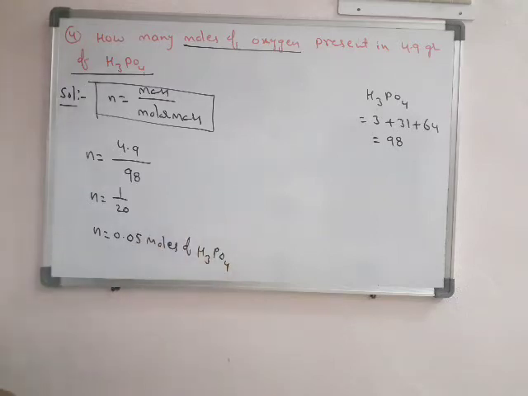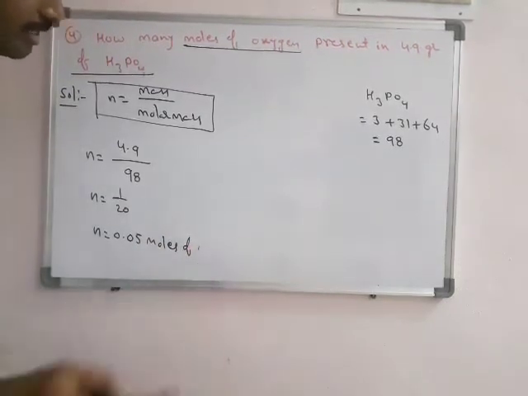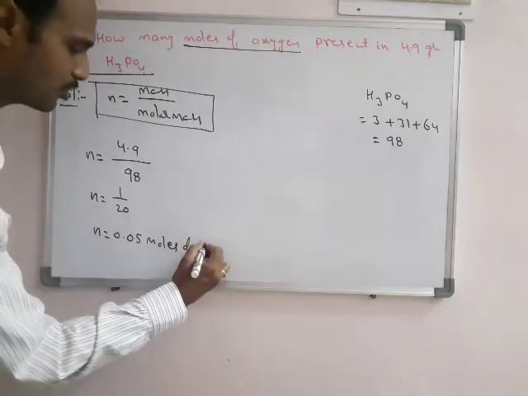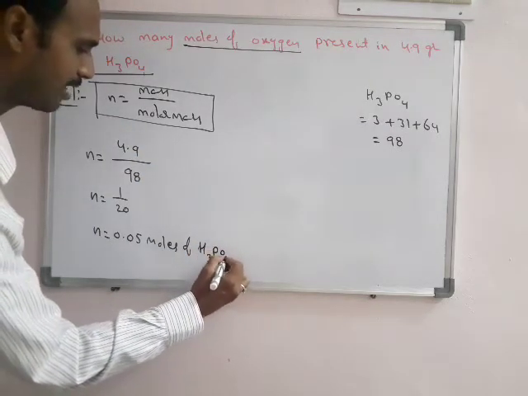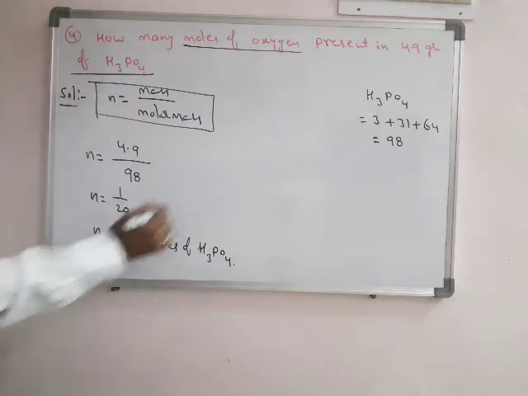0.05 moles of H3PO4. Here the mass given is the mass of H3PO4, so we are able to calculate the moles of H3PO4.